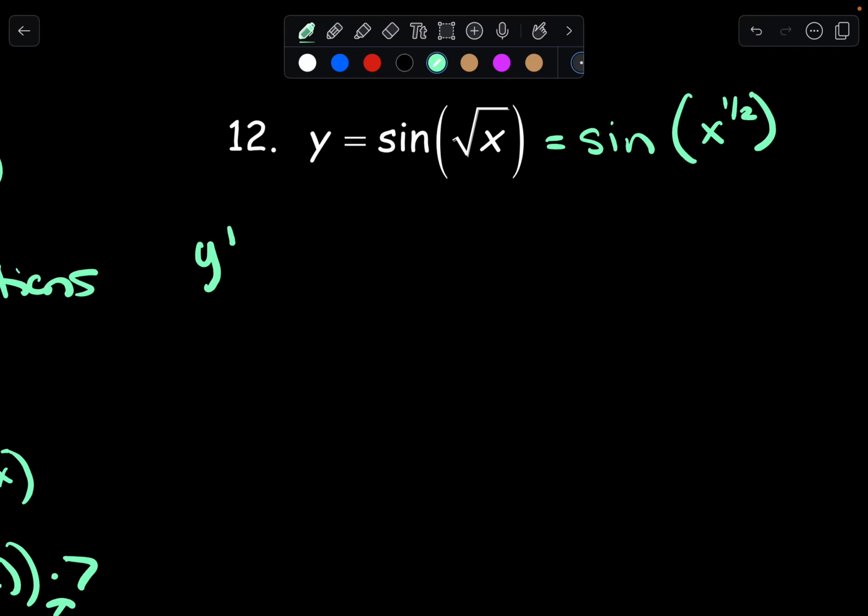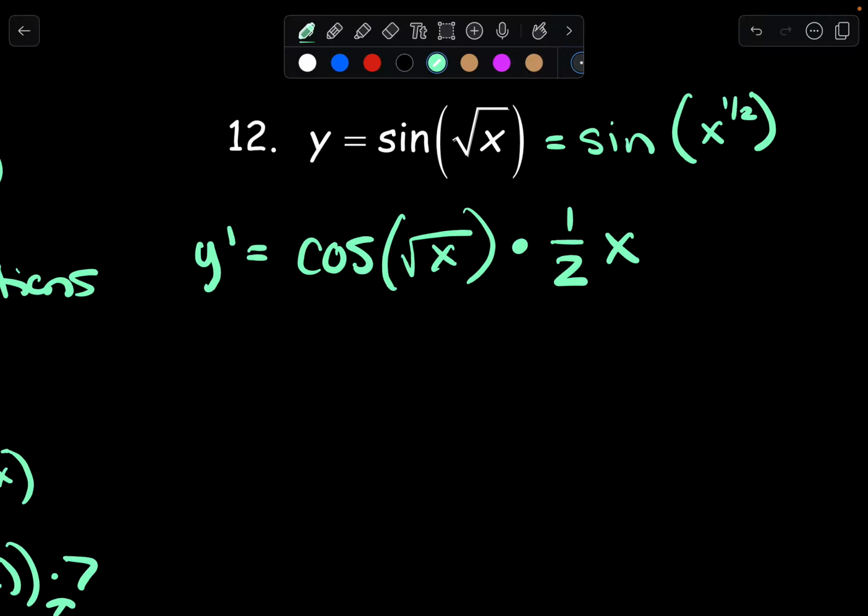So y prime. So this is chain rule. The outer function is sine. The derivative of sine is going to be cosine. So I took a derivative, so now leave the square root. But now we will take the derivative of the inner function, which is x to the power of 1/2. So we'll do 1/2 with x to the power of negative 1/2.